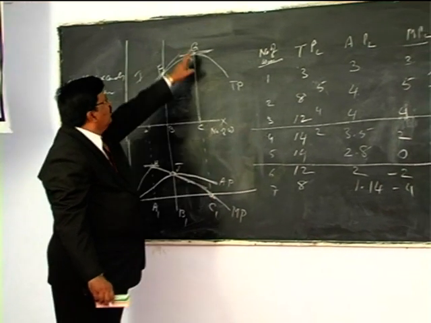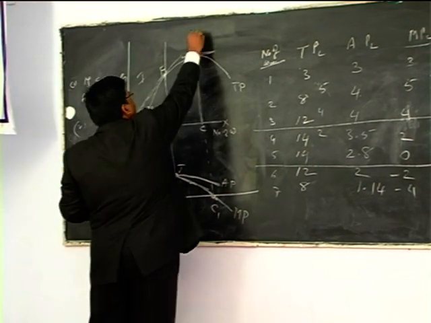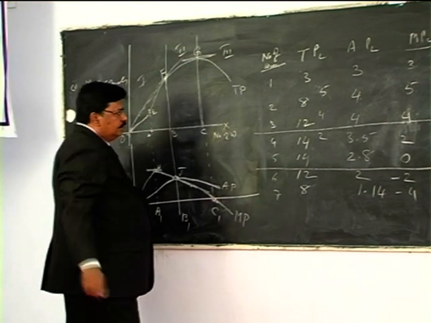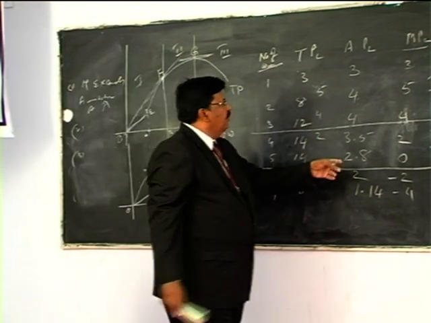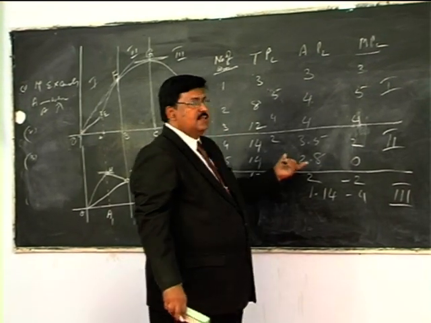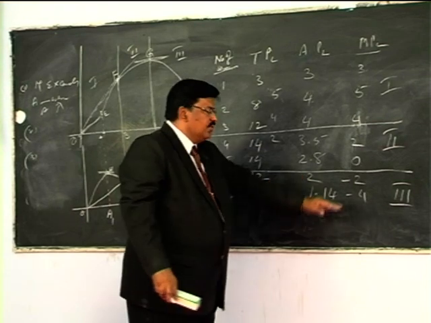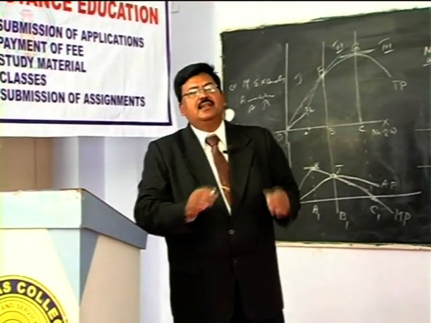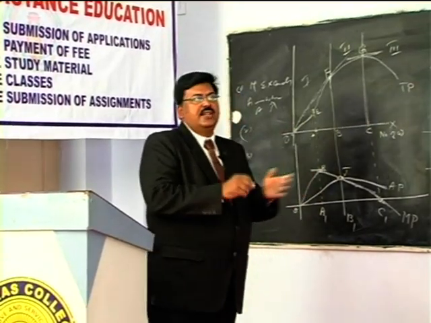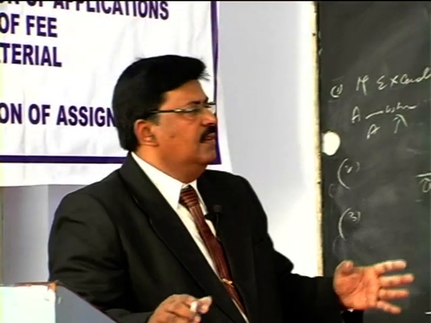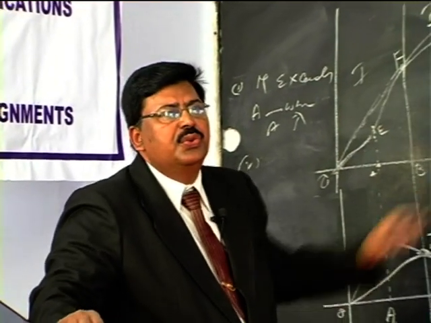Marginal product becomes 0 and the total product reaches maximum. This is stage 2, and beyond that is stage 3. So in the table also, marginal product is 0 and the maximum total product is 14, that occurs in stage 2, and afterwards that is stage 3. The purpose of dividing this diagram or table into 3 stages is that a rational producer always operates in stage 2.